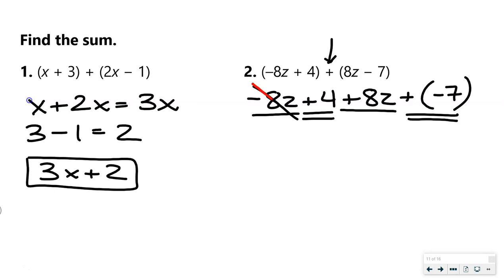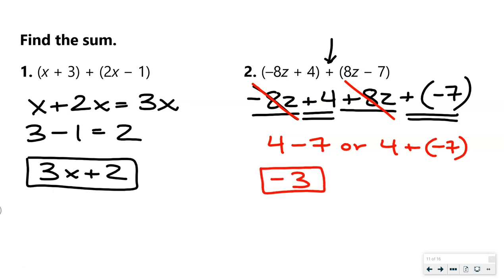Let me put that in red so we can kind of see that. And we know that those will cancel out. Negative 8z and positive 8z go to 0. 4 minus 7, or 4 plus a negative 7, if you like to think of it like that, would be a negative 3. That would be our final simplified expression. Again, the variables canceled out.